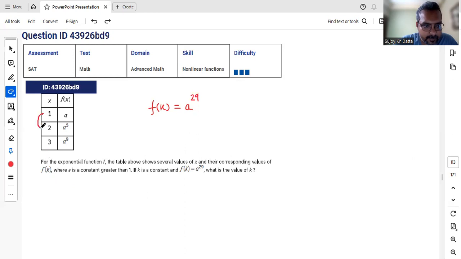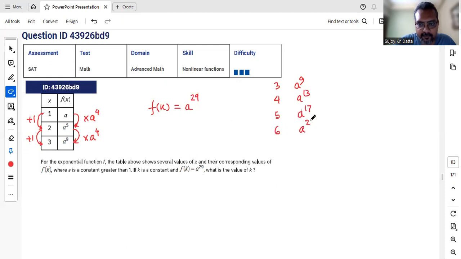As you can see, whenever x increases by 1, this becomes multiplied with a to the power 4. So if I were to just continue that, 3a to the power 9, x increases by 1, the exponent increases by 4, and so on, repeating that each time until we reach a to the power 29. We have it. So k must be 8.